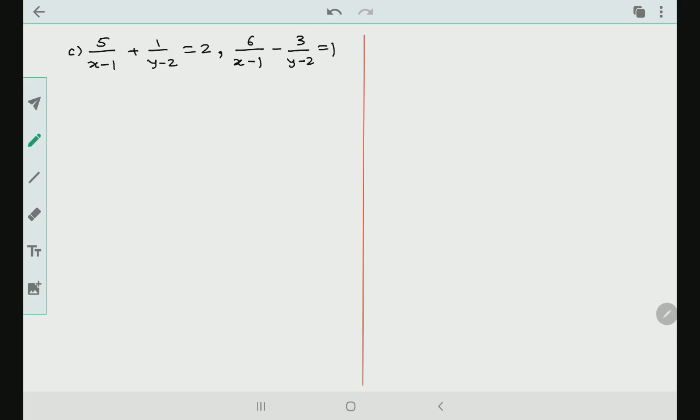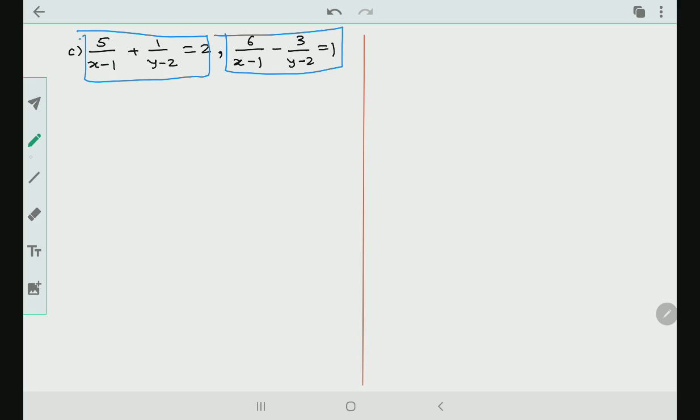Question C looks more difficult than the previous one, isn't it? But things are not that difficult. Let's understand first of all. Of course, I have to substitute, which you must have understood by this time. And what to substitute, that we need to know.